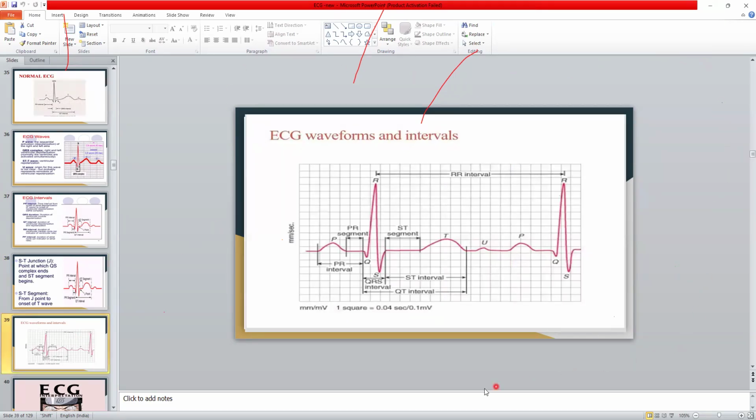So this is the slide of the ECG showing all the waveforms and intervals. In the earlier slide, I could not show you the RR interval. This is the RR interval between the R wave of one PQRST complex and the other PQRST complex. This is the ST segment. This is the ST interval. This is the QT interval. This is the QRS duration. This is the PR interval, P wave, PR segment, ST segment.